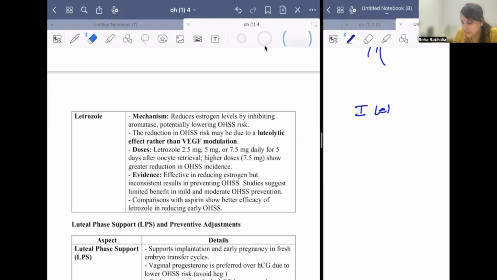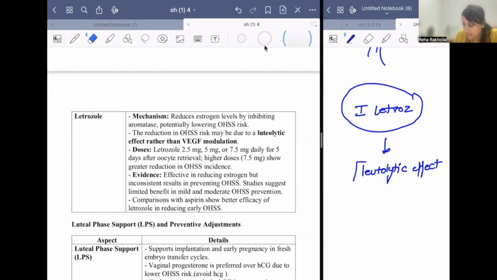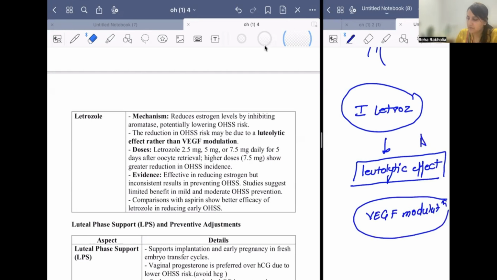The reduction in OHSS may be due to a luteolytic effect rather than VEGF modulation, because letrozole has a luteolytic effect. That's why it might help in OHSS.